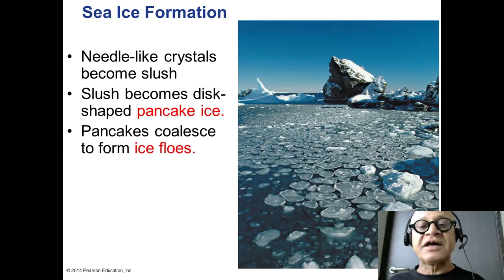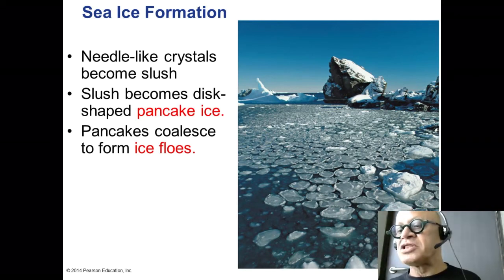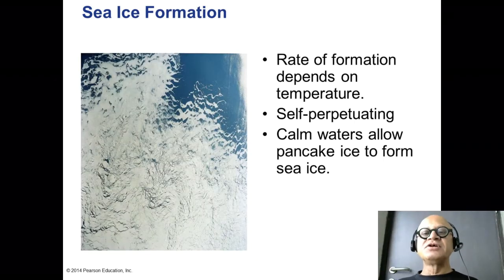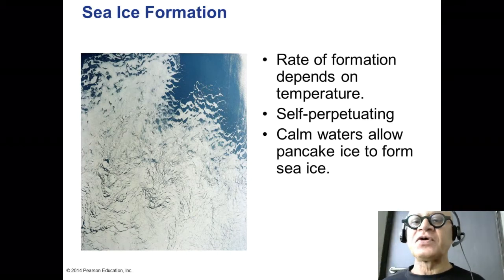Okay, this pancake ice can further coalesce or accrete to form what are called ice floes. And then they begin to have pressure at the edges, and then they get pushed up and begin to build up. You can see one bigger chunk of accreted ice floe here, right? These are the processes. But thermodynamically speaking, you have to remember something. So that's what determines the rate of formation of ice.